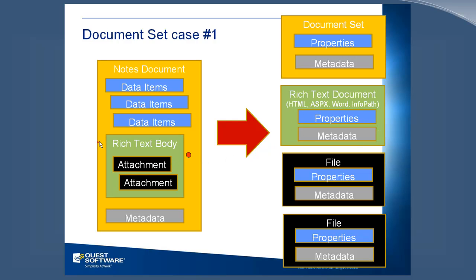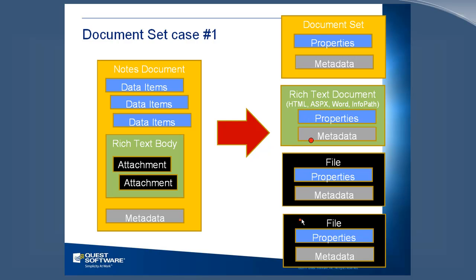So maybe we're going to take that big rich text body and generate a PDF document or a Word document or something like that, and then that also might have some properties that got mapped out of the notes document. And then we're going to take these individual attachments and map them as individual files. So this doc set will have three members. One is our generated PDF document or Word document, and then these other two attachments.